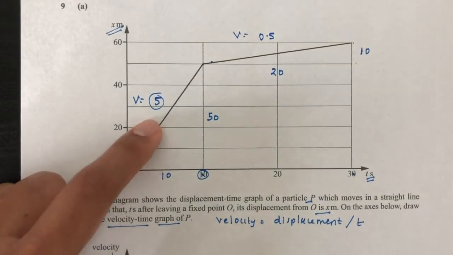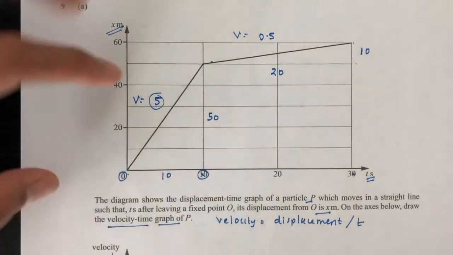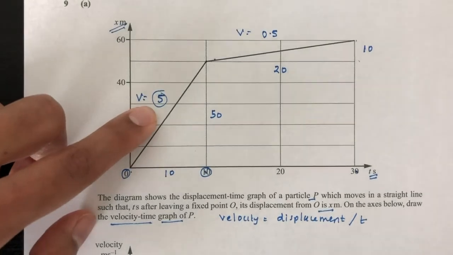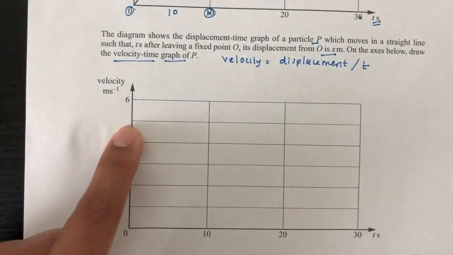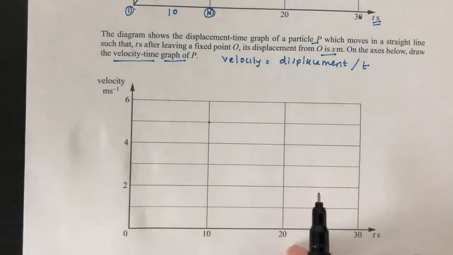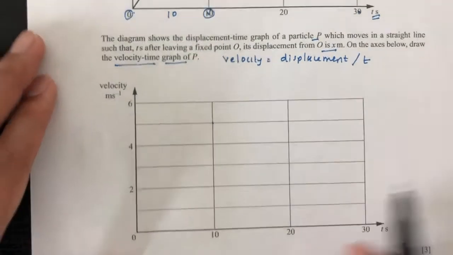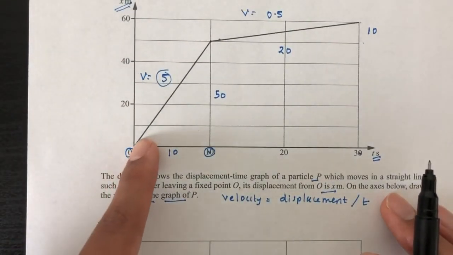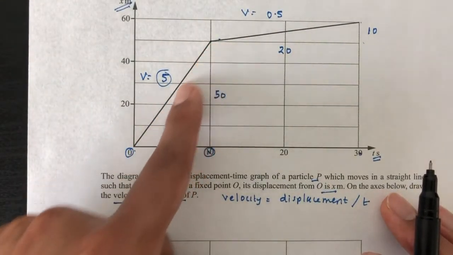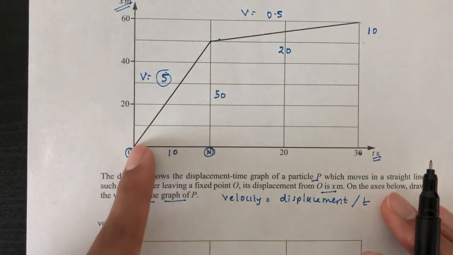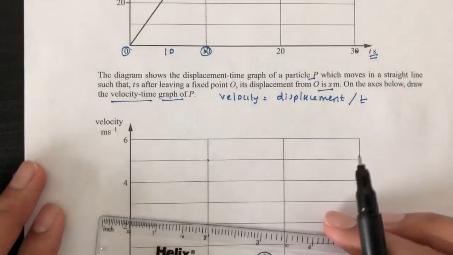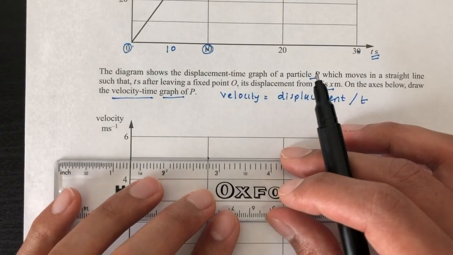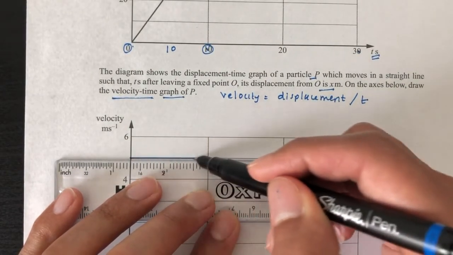So let's do that one by one. For this one, 0 to 10, the value is only 5. So 5 from 0 to 10 will be here. It will be a straight line, and the reason why it's a straight line is because it is a constant velocity. As you can see, the gradient is constant in this section. That's why it is a straight line. So here we go, this is the first part.